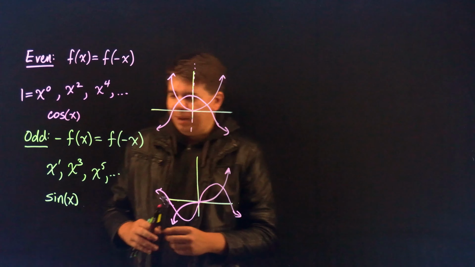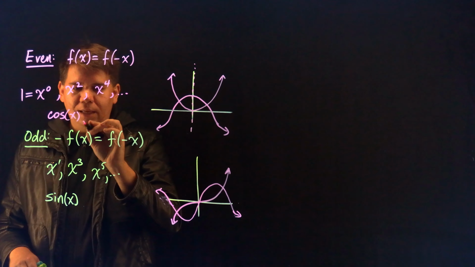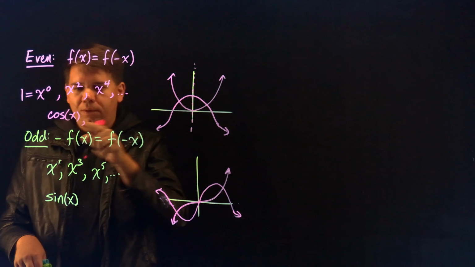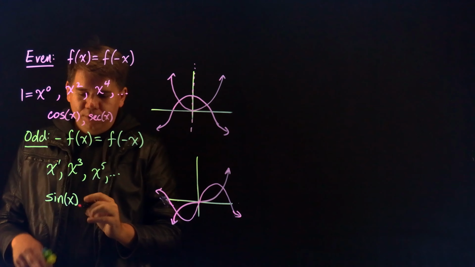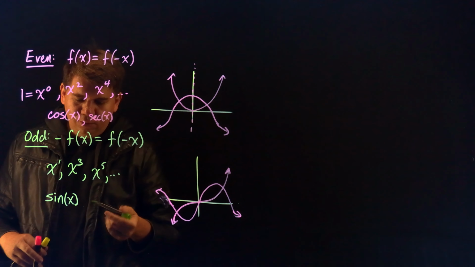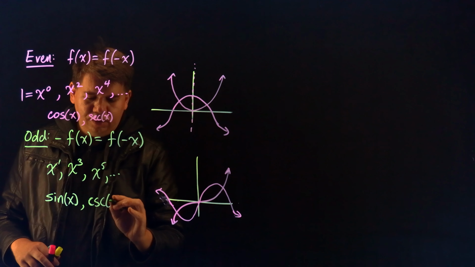And you could think about more trig functions also, like secant. Secant is just 1 over cosine, so it's also going to be even. Cosecant is 1 over sine, so that's going to be odd.